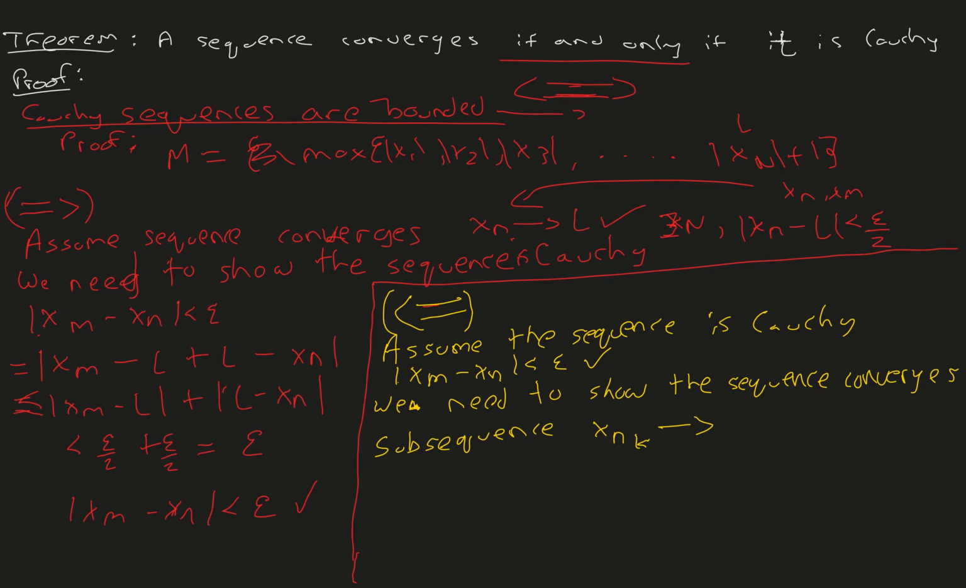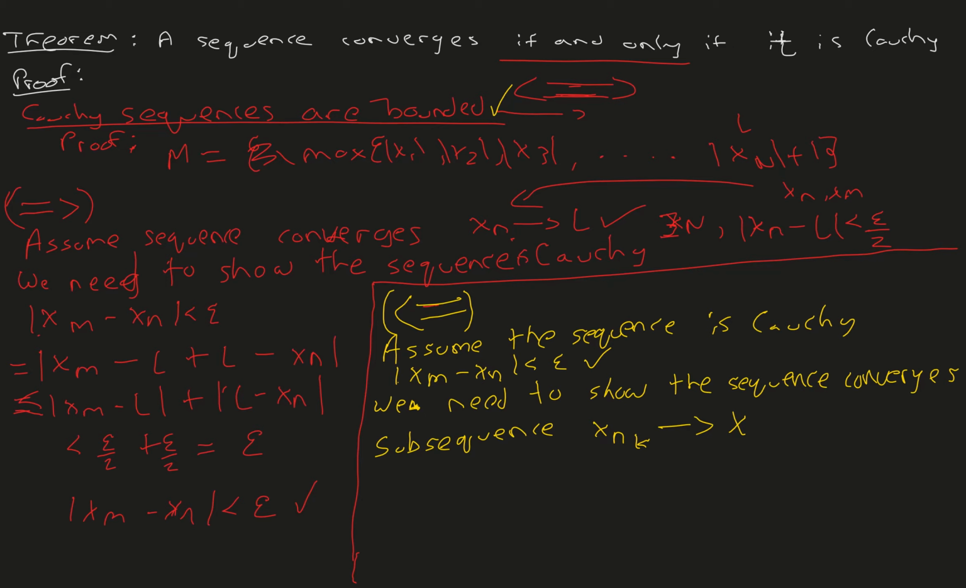Since we're assuming the sequence is Cauchy, and we know that Cauchy sequences are bounded, the Bolzano-Weierstrass theorem guarantees that every bounded sequence has a convergent subsequence. So therefore, this sequence xn has a convergent subsequence xnk that converges to a limit x. So the idea is to show that the original sequence xn converges to the same limit.